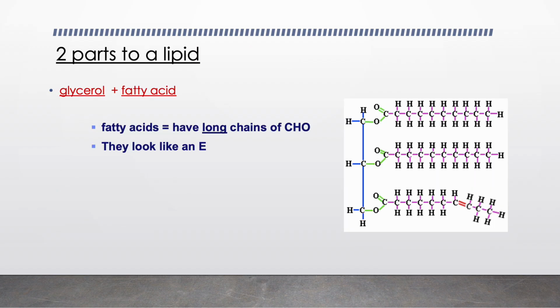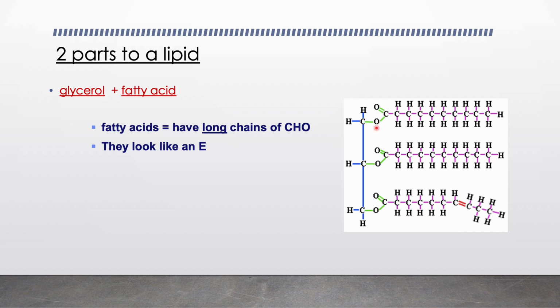There's two parts to a lipid, and when you're talking about your lipids, we're referring to our fats. The two parts are glycerol and fatty acid. And when we look at the fatty acid, they're long chains of carbon, hydrogen, and oxygen. The overall lipid looks like a capital E. If we were to draw an E, we'd come down, and then we have our three pieces to our letter E. So it kind of looks like a capital E.